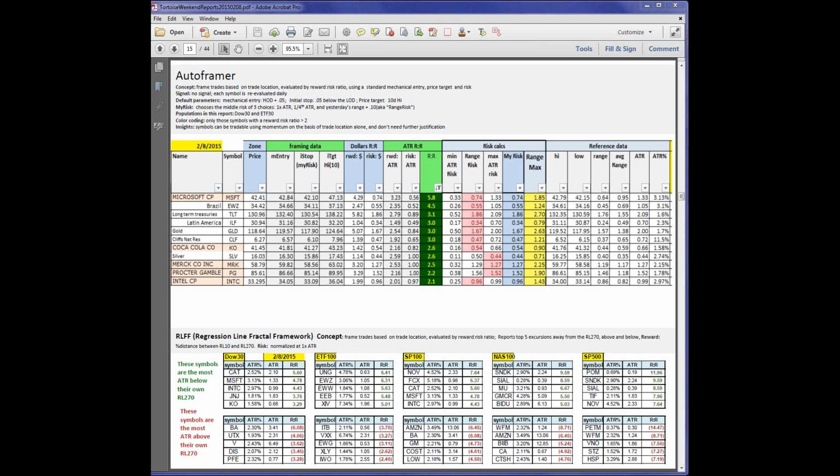Looking at the auto framer, we're going to look at these top 3, Microsoft, Brazil, and treasuries. Look at our old buddy Cliff, no matter what. Microsoft is doing pretty good on this regression and fractal. This is a kind of a rebound value play, the ones that are on the top line. The symbols that are the most number of ATRs below their own long-term fair value, which we define as the RL270. So we're going to take a look at some of those.